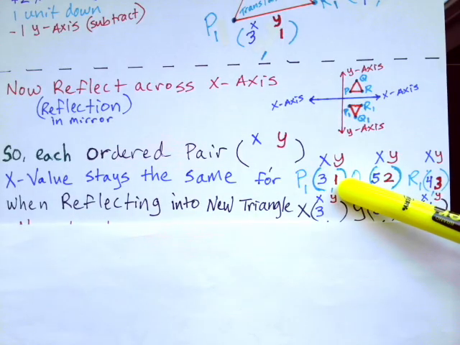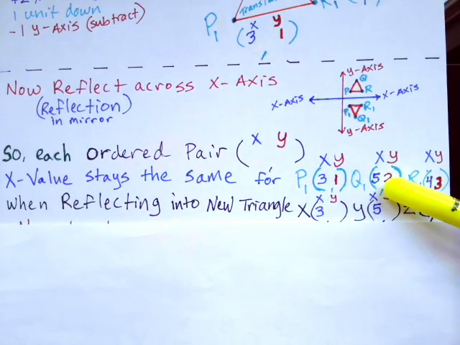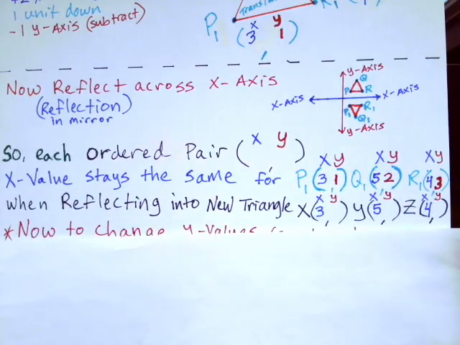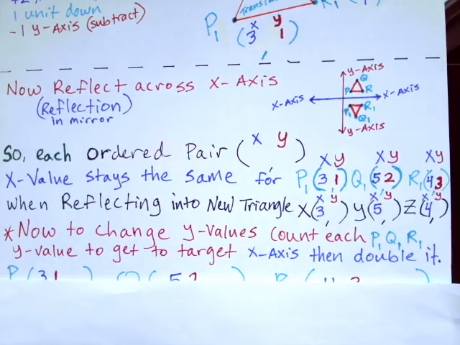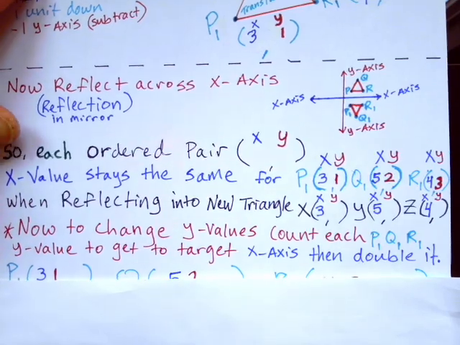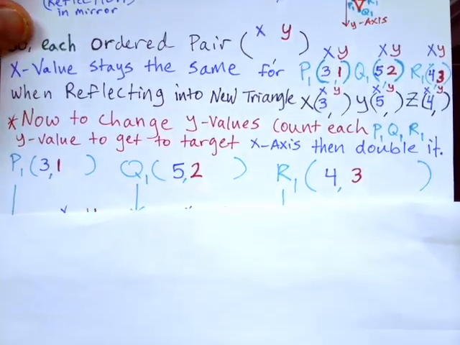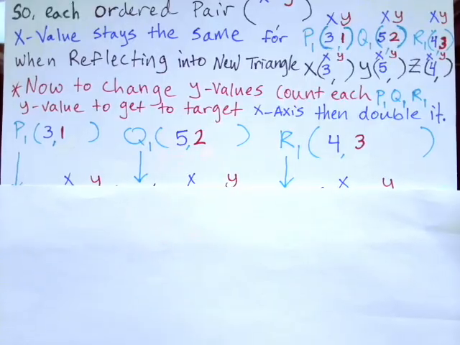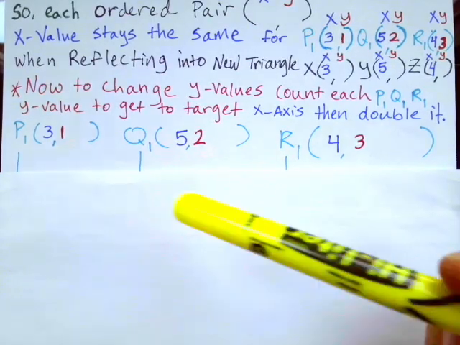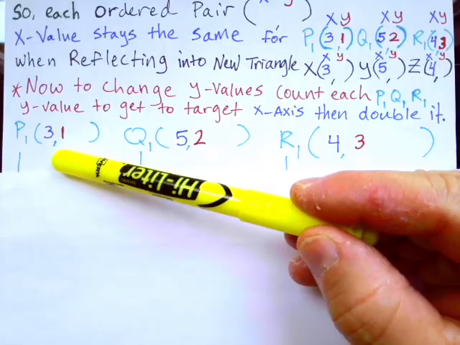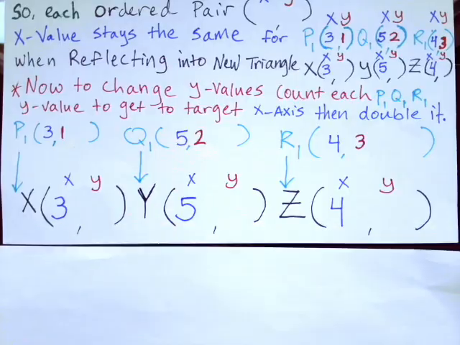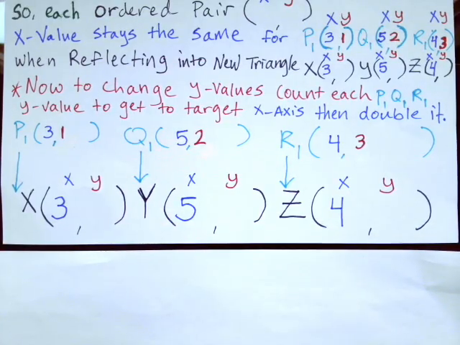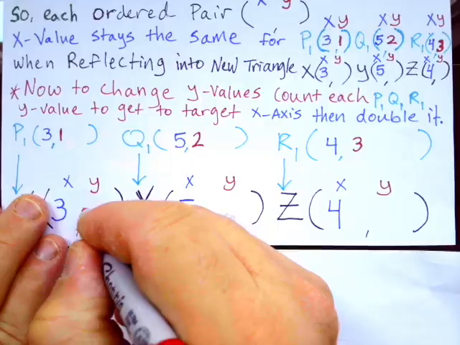Y value for P prime is 1. Y value for Q prime is 2. Y value for R prime is 3. Now, to change the Y count, what you're going to do is count those Y values to the x-axis, right? Each of those you count. For P prime, you count 1 and then reflect 1 away, so you'll be at -1 along the y-axis, right? You'll be at -1 along the y-axis.